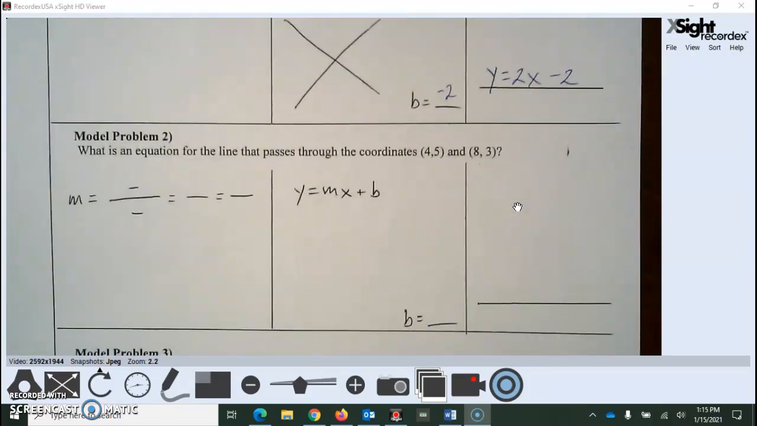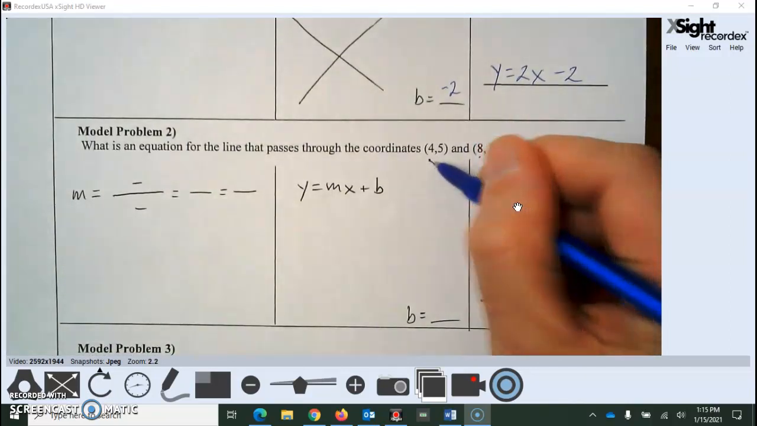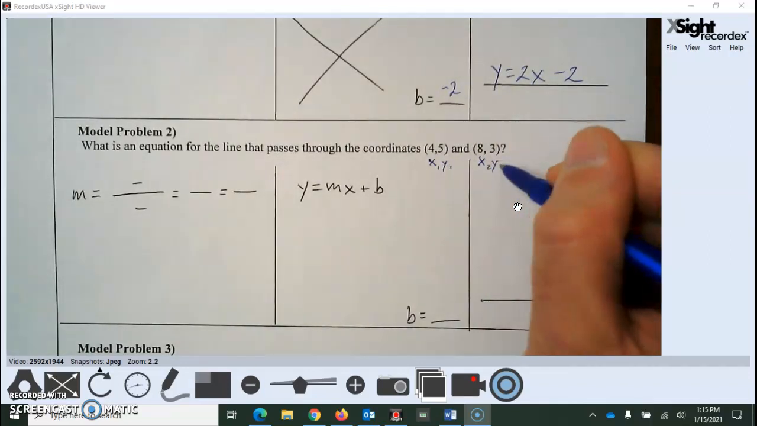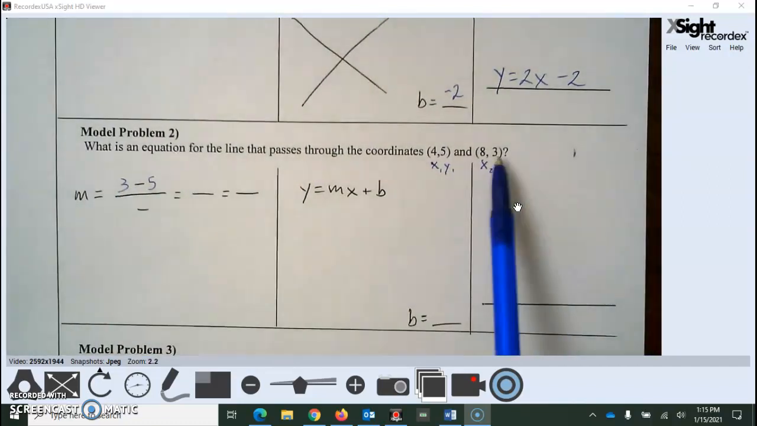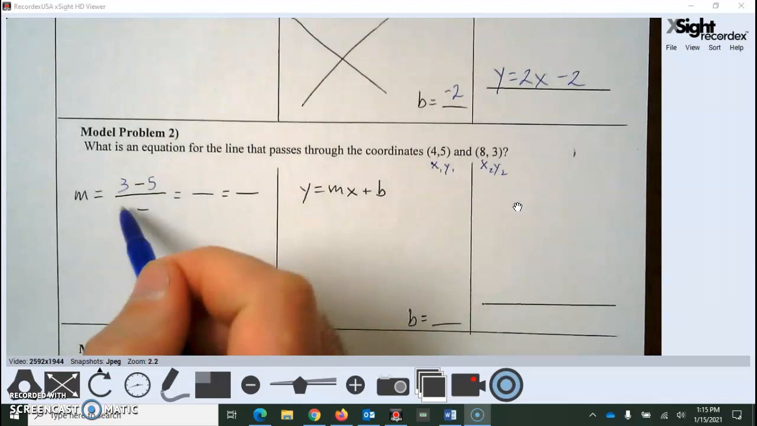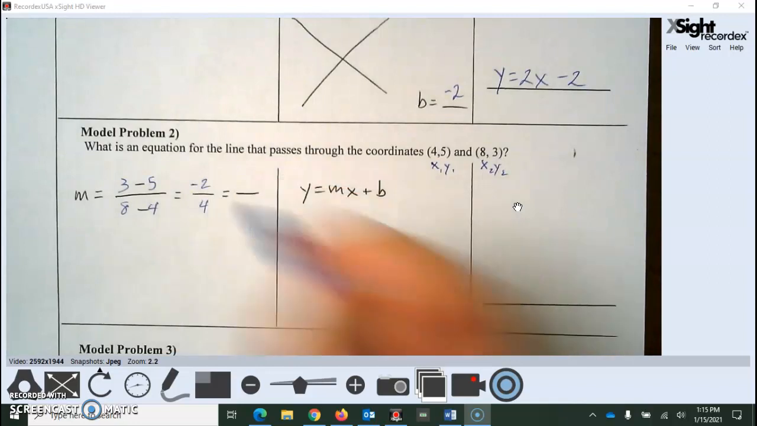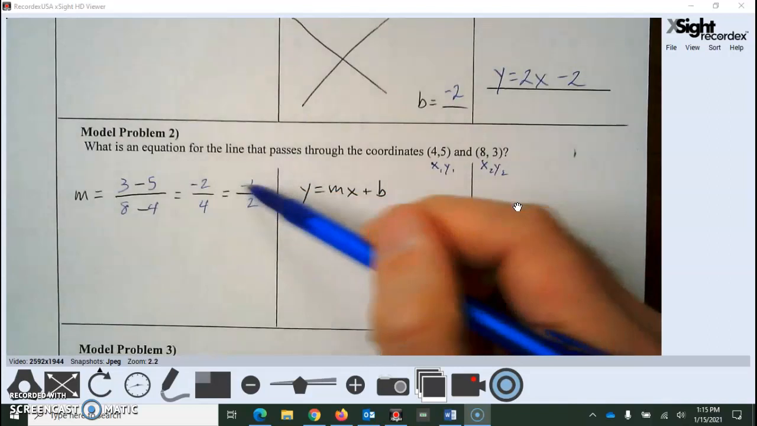But you're not always given the y-intercept. So that's what I have to show you now, because there's no 0 in the x column, or the x coordinate. So I'm going to go ahead and do my labeling. X, y, 1s, 2s. Set up the slope formula. 3 minus 5, y2 minus y1 over 8 minus 4. So I get -2 over 4. Okay, that's -1/2. And I think all of yours on the assignment will be whole numbers.